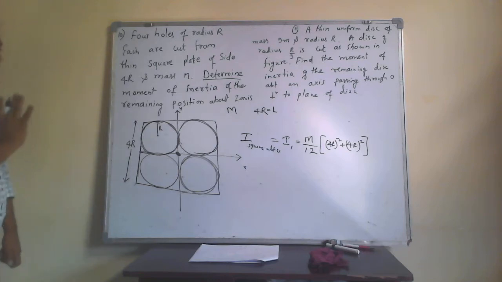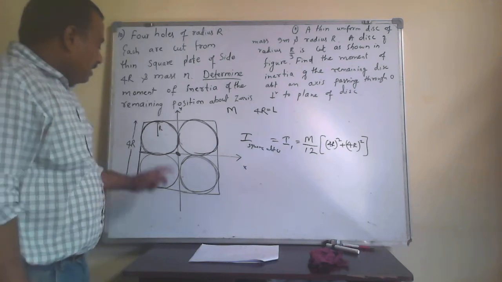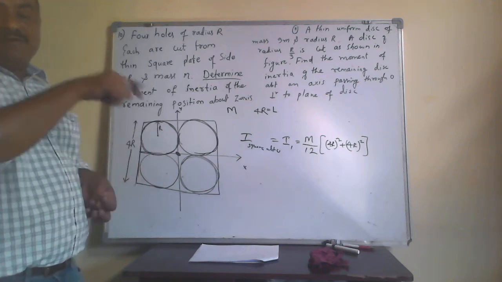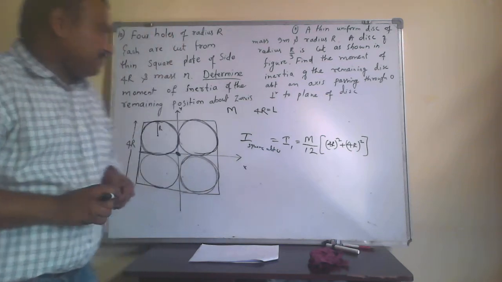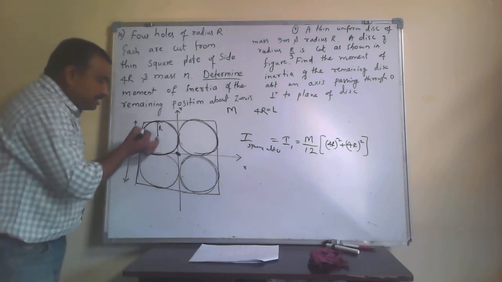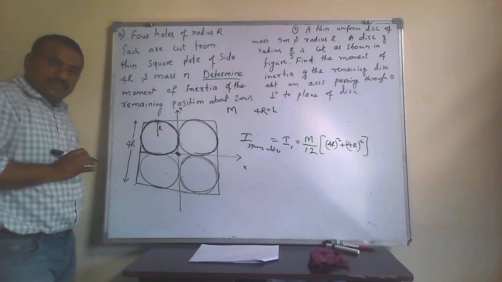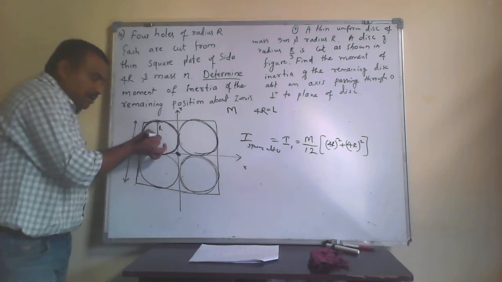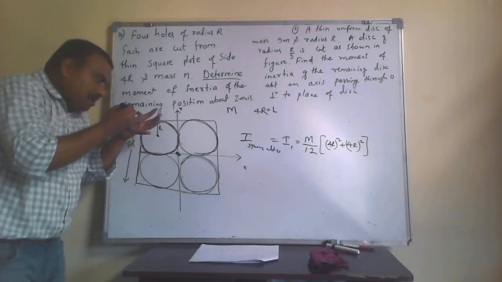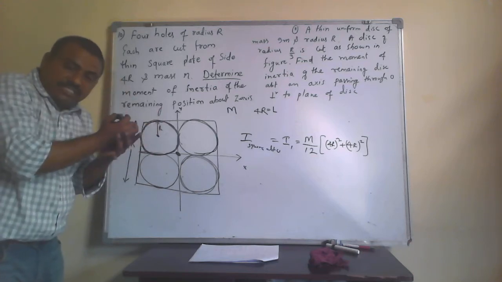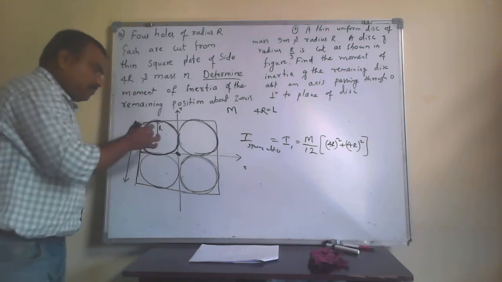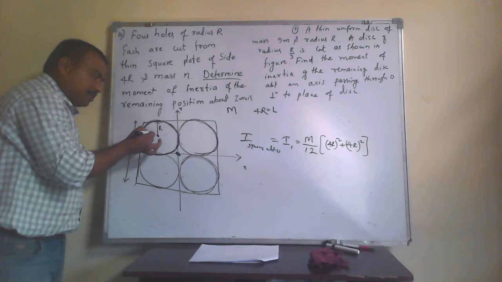But here the problem is a little different. Four discs are removed, and for the remaining part they have asked to calculate the moment of inertia. For that purpose, we have to calculate the moment of inertia of each hole. Treat it as a disc. The moment of inertia perpendicular to the plane of the disc passing through its center is mr square by 2 about the z-axis.